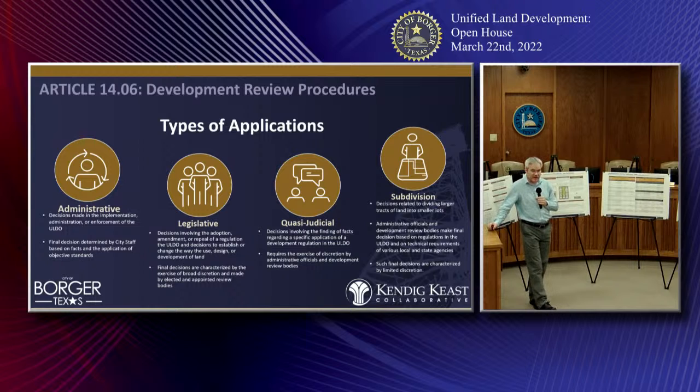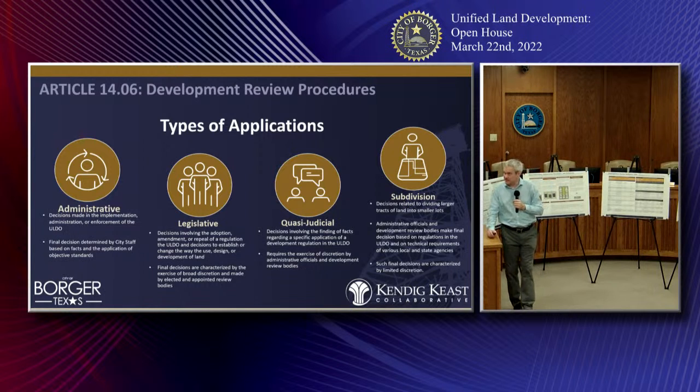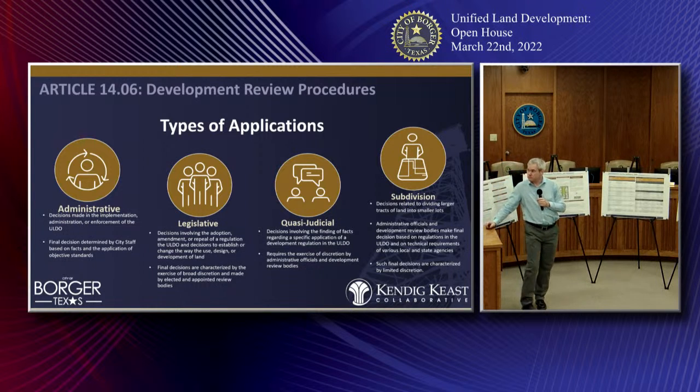Quasi-judicial are appeals and variances, where the Board of Adjustment makes a decision. For example, if someone disagrees with a decision made by a city staff member, like denying or approving a permit, they can appeal that decision to the Board of Adjustment. And the Board of Adjustment almost acts like a mini court and makes a decision on whether that decision by the city staff member was appropriate or not. And then subdivision decisions are actions related to final plats, replats, minor plats, and some other types of subdivision activities that are in the ULDO.